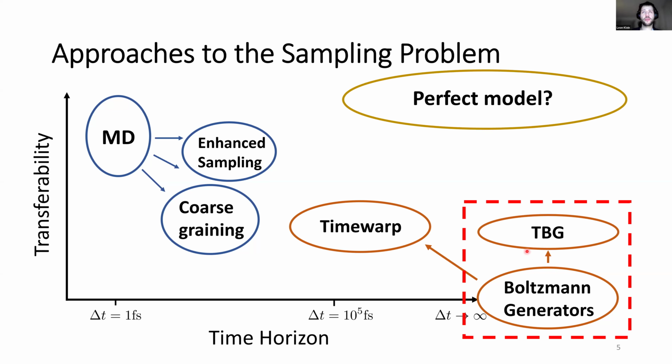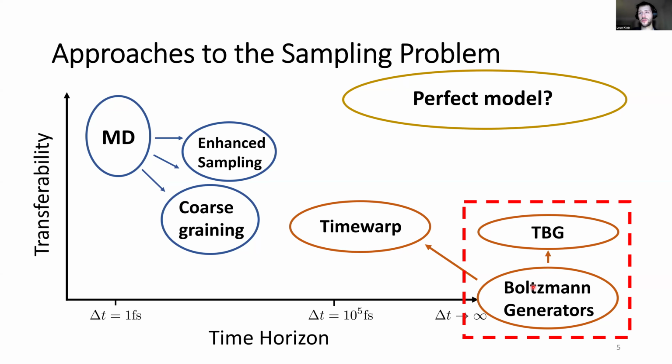A perfect model might lie in the top right corner here, depending on what the task at hand is. So either generating independent samples with a highly transferable model, or predicting large time steps ahead so that we can see the dynamics of the system.